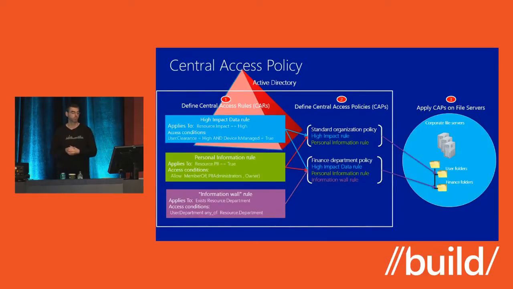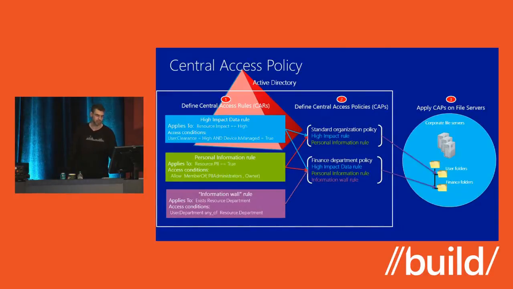And then we have this information wall rule, which says that if there exists a department property on that file, then if any of the user's department tags equal any of the resource department tags, then they can have access. Okay? Note that intersection there, "any of" is one of those operators I mentioned but didn't go into. If the user's claims match any of this particular set of resource claim values, then they can have access. Those are the kind of rules that can be used to define a policy.